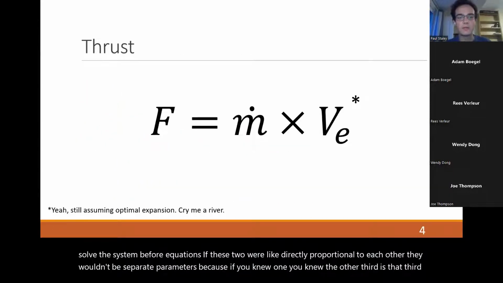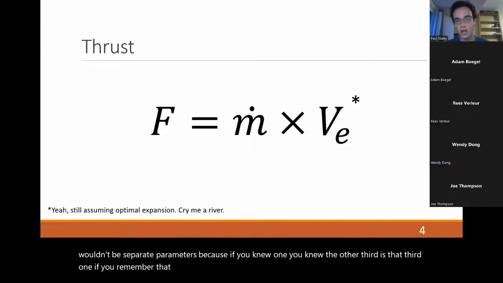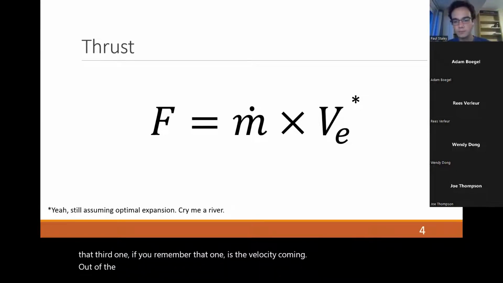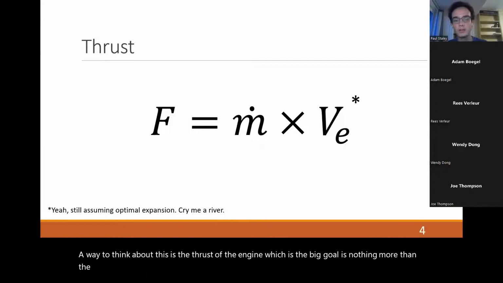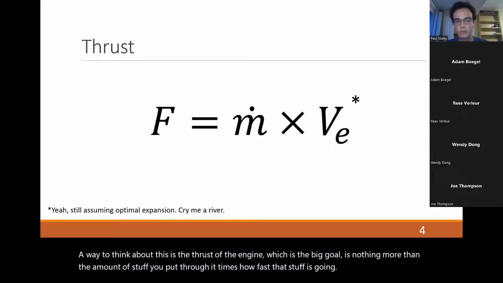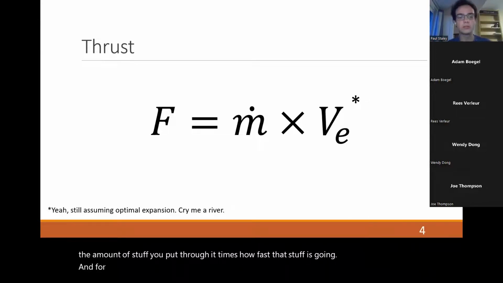And if you remember, that one is the velocity coming out of the engine. And that's an important one, because a way to think about this is the thrust of the engine, which is the big goal, is nothing more than the amount of stuff you put through it times how fast that stuff is going. And for now, we're also going to set m dot.